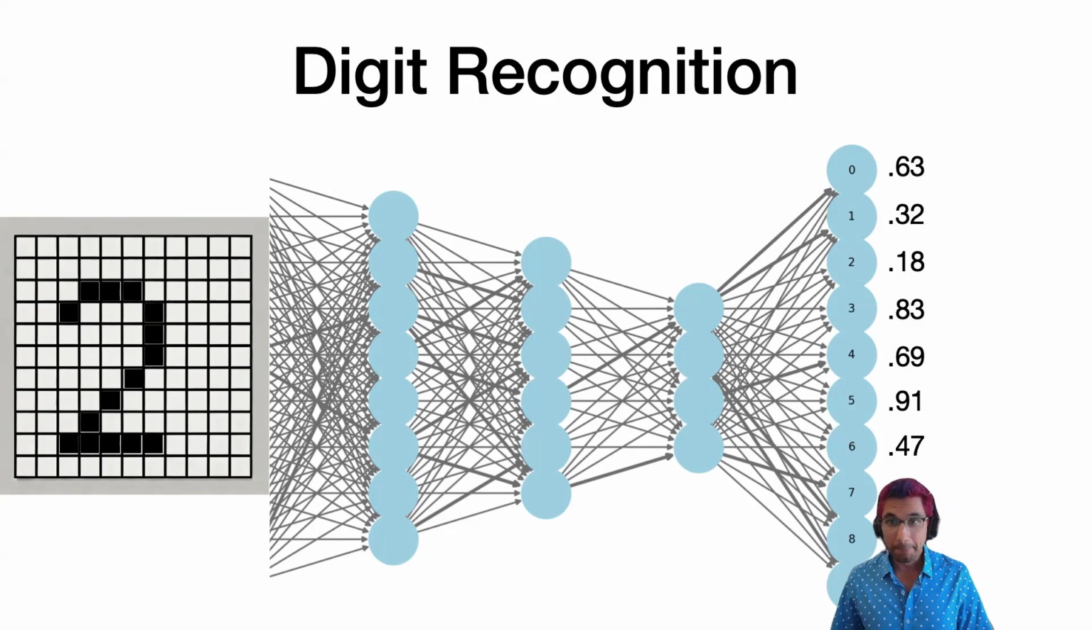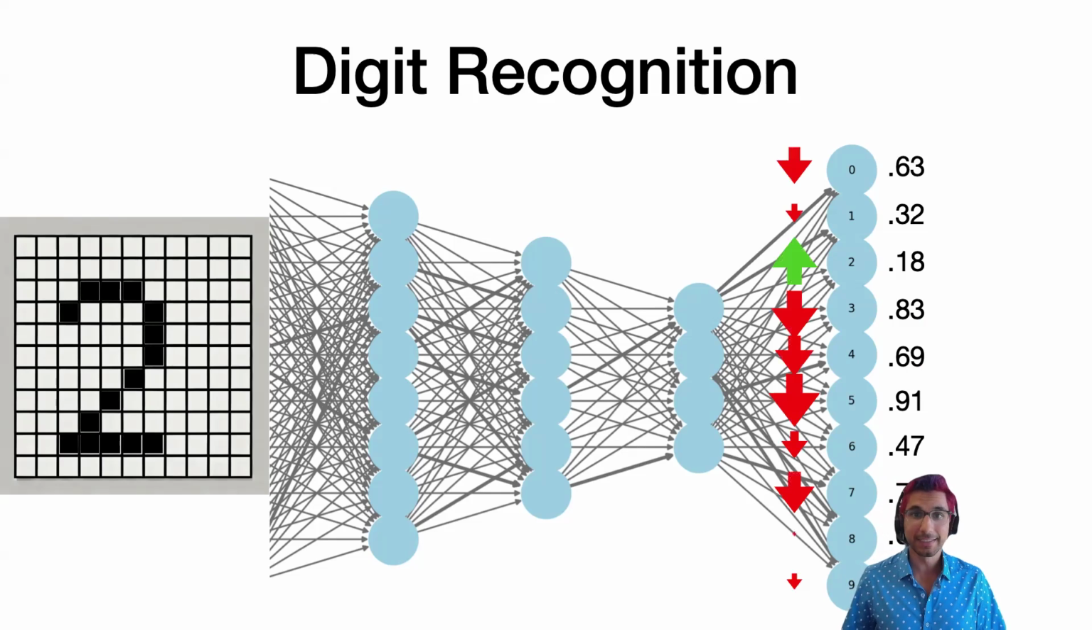And so most of these outputs need to go down. They need to be as close to 0 as we can. But the one for 2 needs to go up. It needs to be as close to 1 as possible. And so what we do in the training is we see how far is each one from the correct value that we know. And we use this to calculate how much do those outputs need to go down or up.